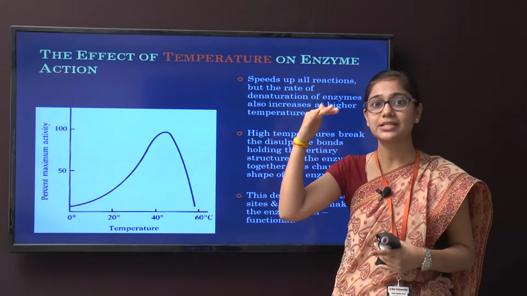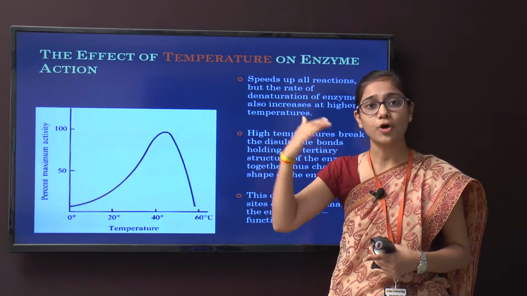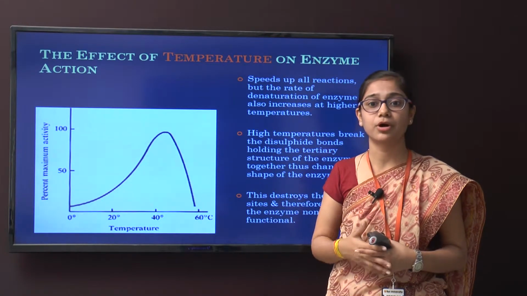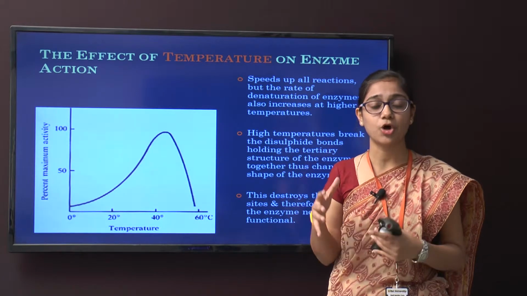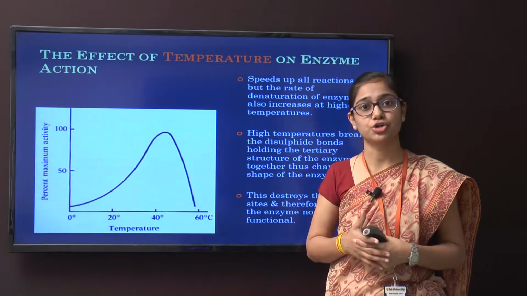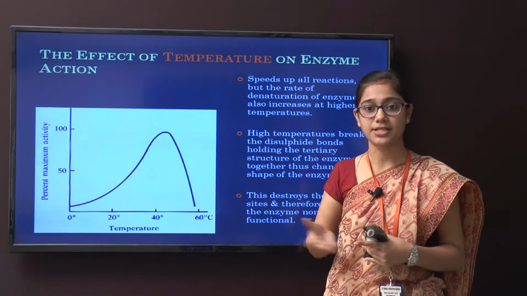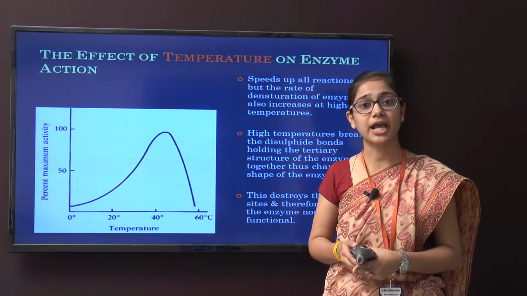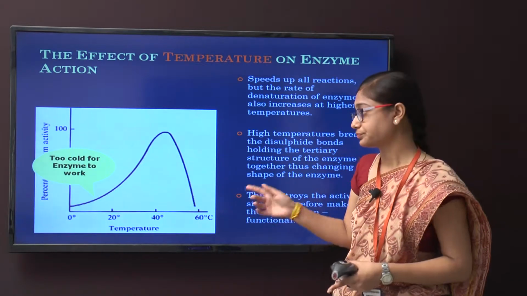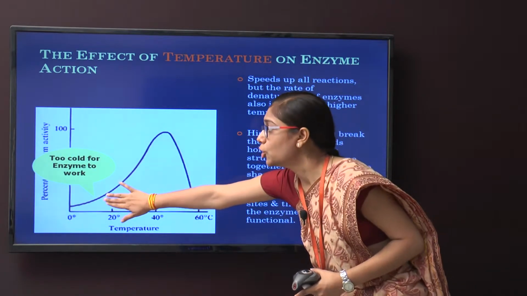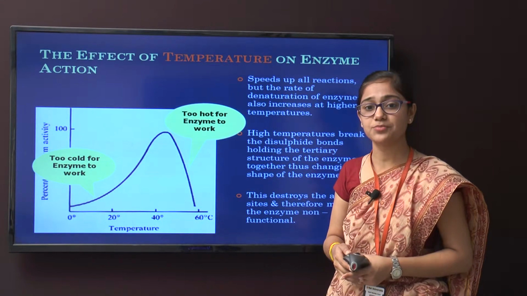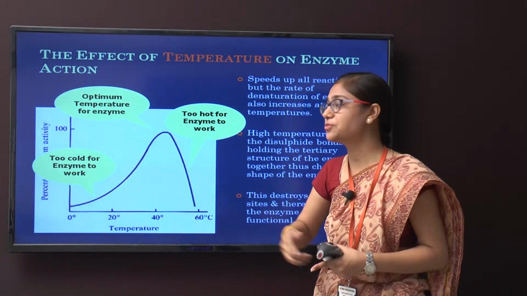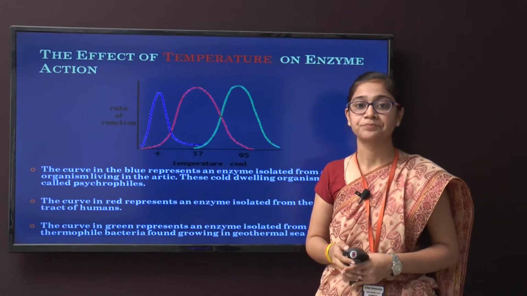And above the optimum temperature, if we increase the temperature, the higher temperature breaks down the disulfide bonds holding the tertiary structure of the protein present in the enzymes. This destroys the active site and therefore makes the enzymes non-functional. This is the lower portion, too cold for the enzyme to work, too hot for the enzyme to work, and this is the optimum temperature for the enzymes.